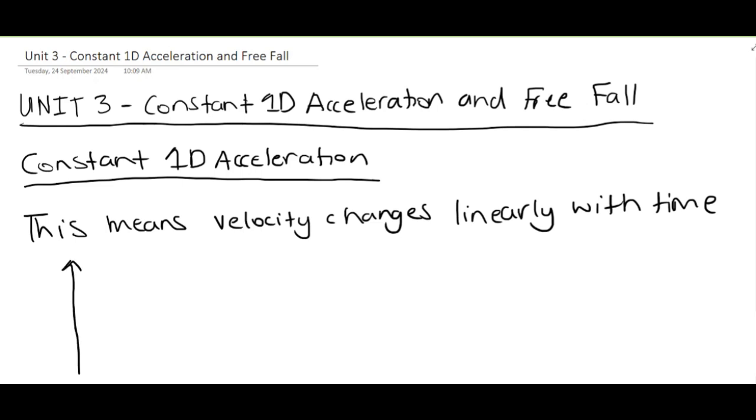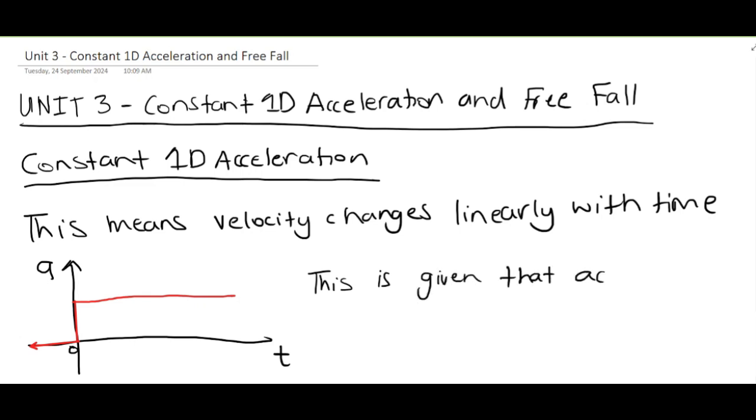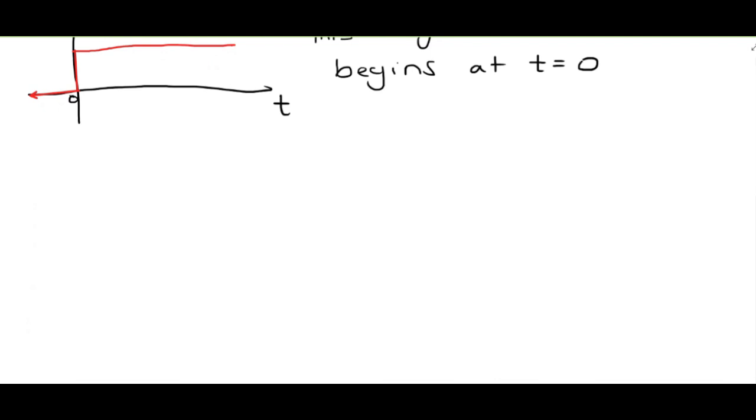So if we were to draw a graph, what we find here is the acceleration versus time graph, where the motion begins just before time equals 0, and once we hit time equals 0, the object starts to accelerate. And it accelerates at a constant rate, which is a horizontal line. Now this is given that the acceleration begins at time equals 0, which you can see in the graph on the left.